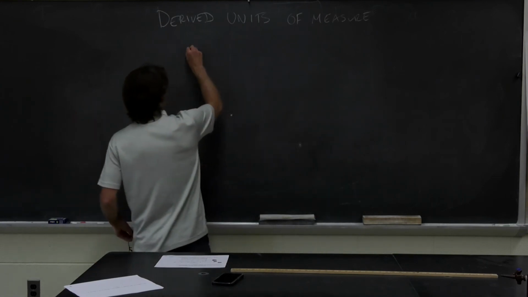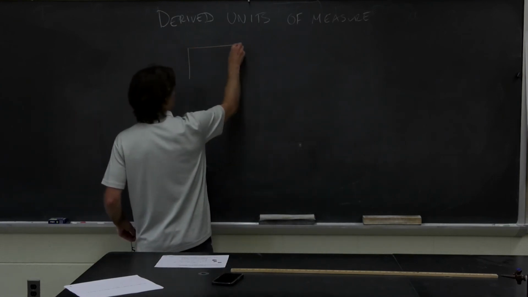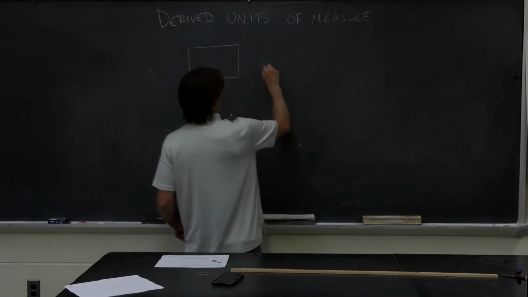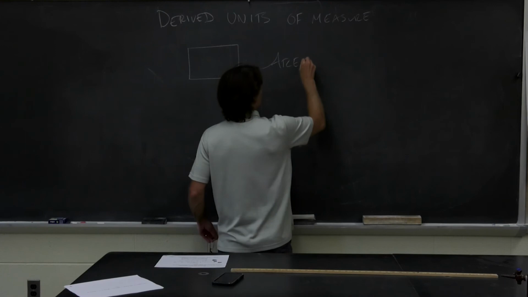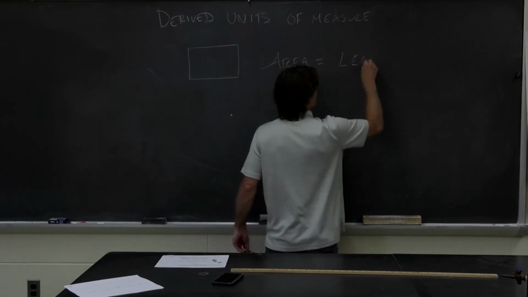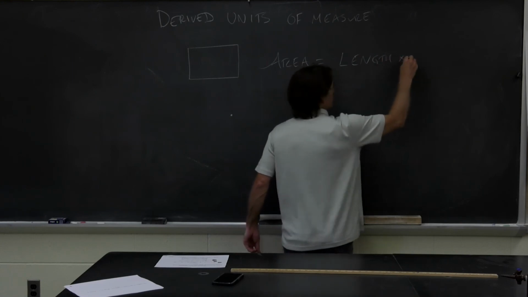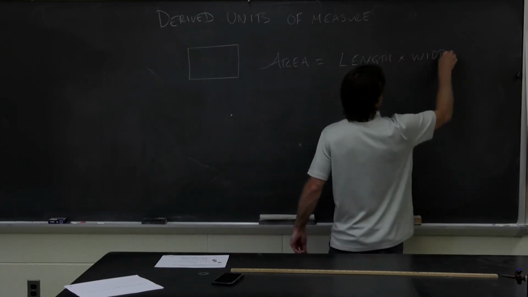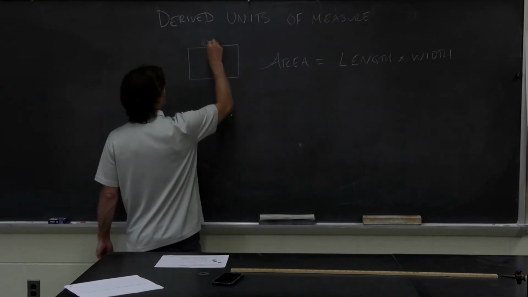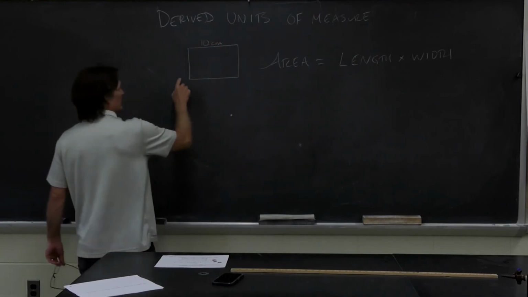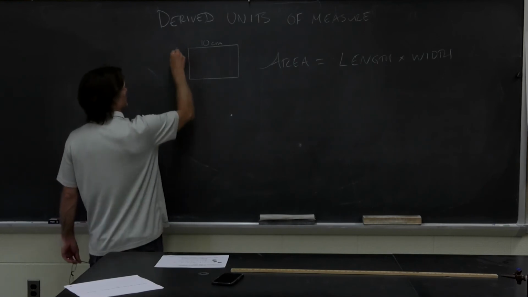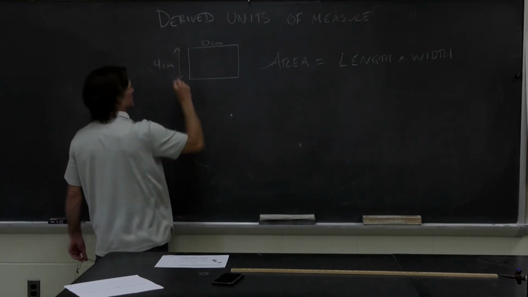So if I have a square, or we'll say a rectangle, we know how to calculate the area of a rectangle. The area of a rectangle is the length of the rectangle times its width. So let's say this rectangle has a length of 10 centimeters, and its width is about, I don't know, 4 centimeters? I'm just eyeballing it here.